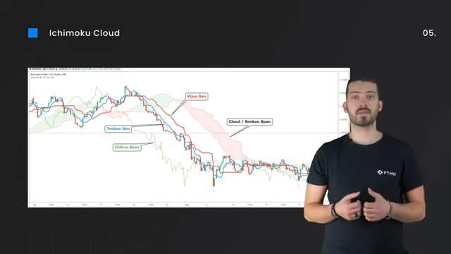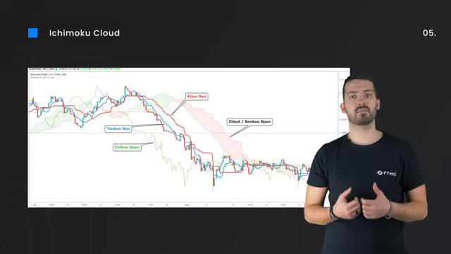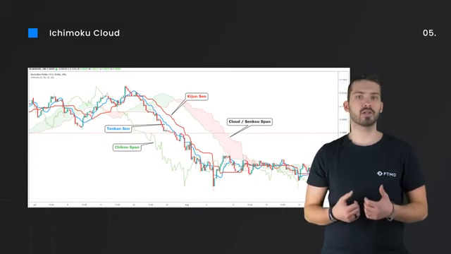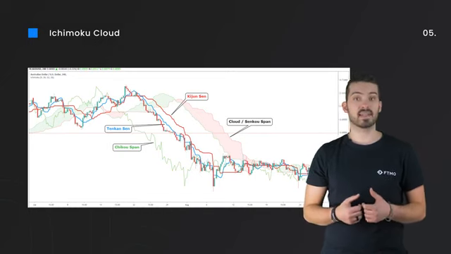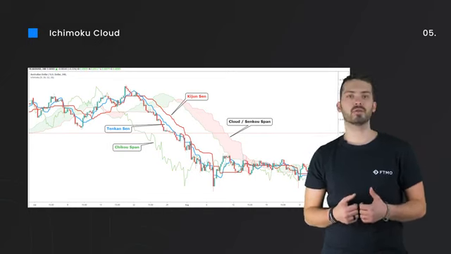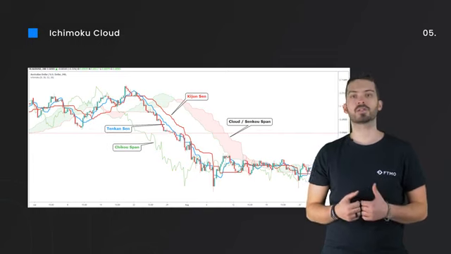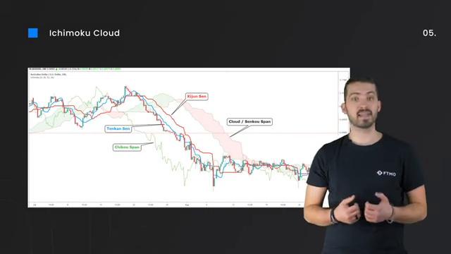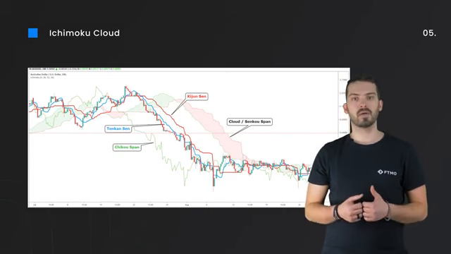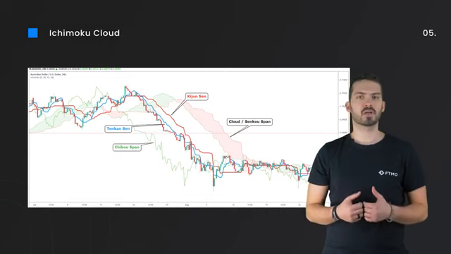Kijun Sen, the red line, is also known as the baseline, which is calculated by averaging the lowest low and the highest high for the last 26 periods. Tenkan Sen, the blue line, also known as the conversion line, is calculated by averaging the lowest low and the highest high for the past 9 periods. Chikou Span, the green line, also known as the lagging line, shows the closing price plotted 26 periods behind.